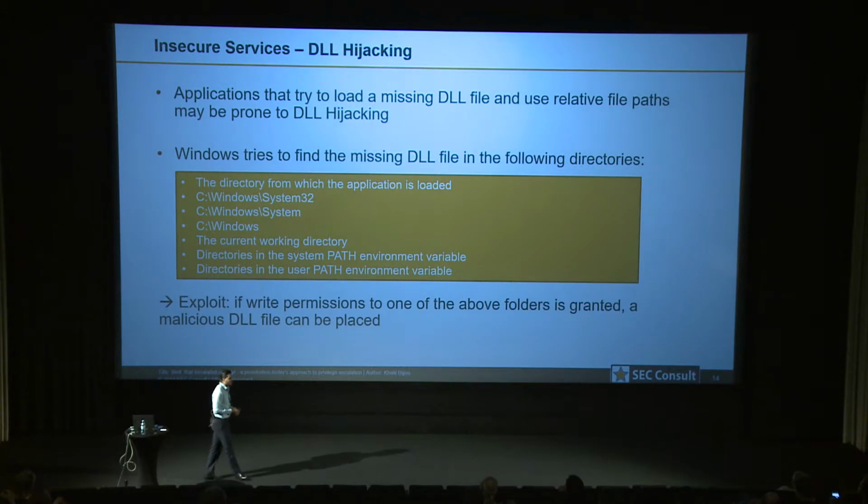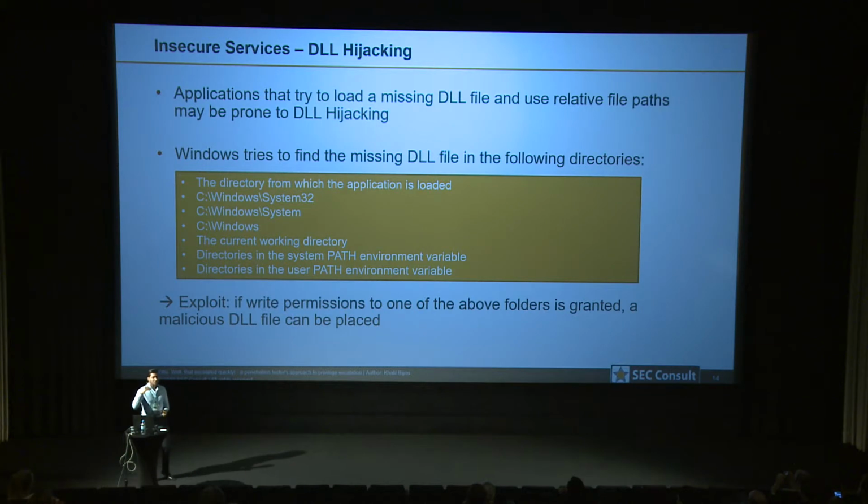Another, a little bit more complex technique is called DLL hijacking. DLLs are, in simple terms, libraries that are loaded by a program during runtime. And if a program tries to load a DLL file with a relative path, what Windows does is that it tries to find this DLL. It first of all tries to find it in the directory where the program itself is located. If it doesn't find the DLL in there, it searches in Windows System32, then in Windows System, then in Windows, then in the current working directory, then in directories in the system path environment variable, and then directories in the user path environment variable.